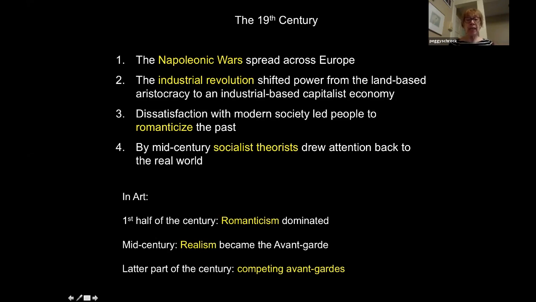At mid-century, realism comes in, and we're going to see for a lot of the second half, realism is going to dominate, and we'll talk about the rise of an avant-garde. And then by the end of the 19th century, we have competing avant-gardes. We have people arguing, no, this is what it means to be avant-garde. No, that is what it means. So they're not fighting the aristocracy anymore. They're fighting each other over what art should be.